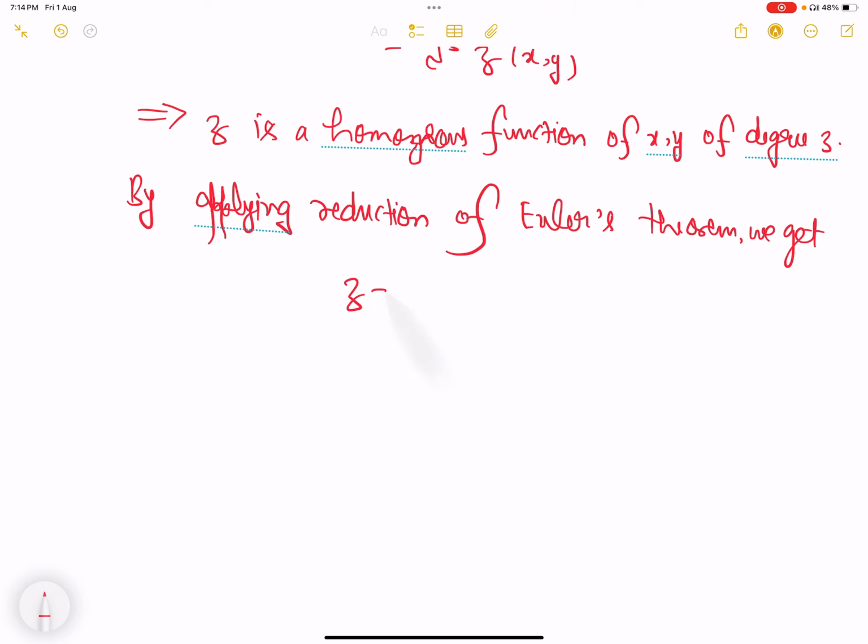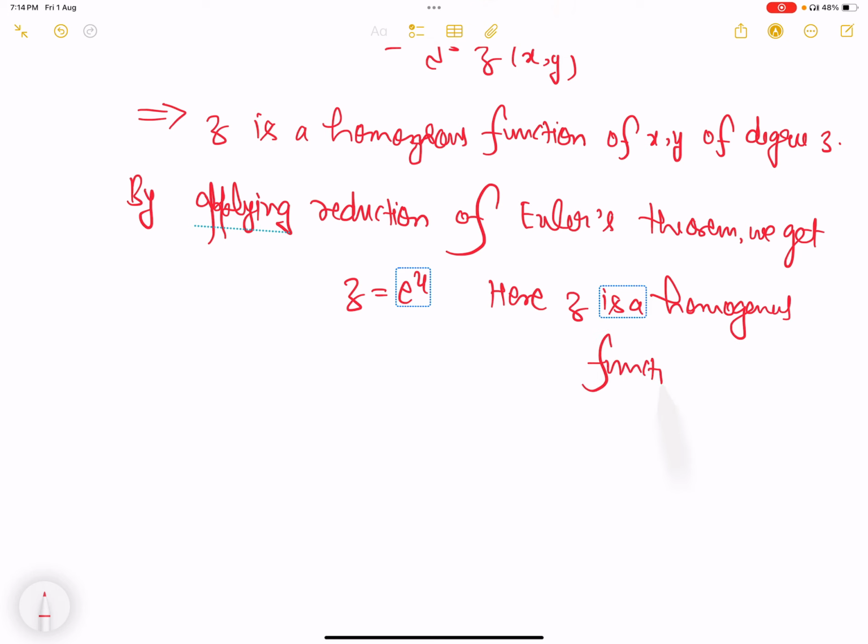Now here z is equal to e to the power u, and here z is a homogeneous function of x comma y of degree 3. So we are applying here the reduction of Euler's theorem.